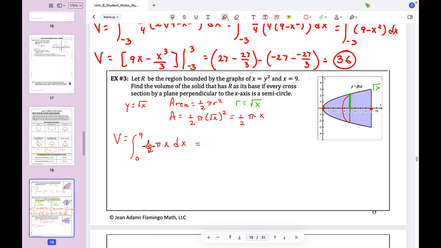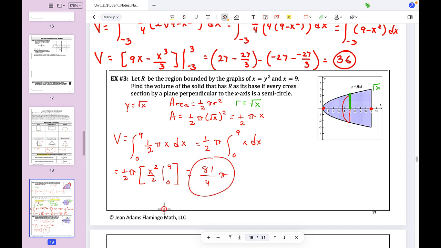Okay, so when we're integrating, if we have constants, we can bring them in front. 1/2 pi times the integral from 0 to 9 of x dx, which equals 1/2 pi times x squared over 2, evaluated from 0 to 9. Okay, now I'm not going to take up time stepping through this, but this will end up equaling 81/4 pi. I'm going to save some time by not going through the integration process.